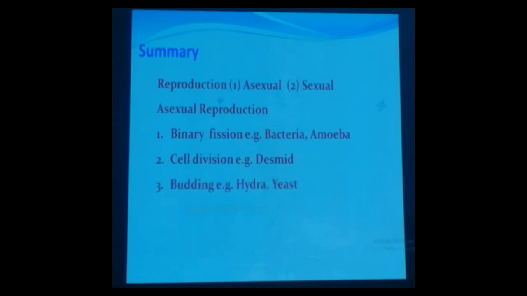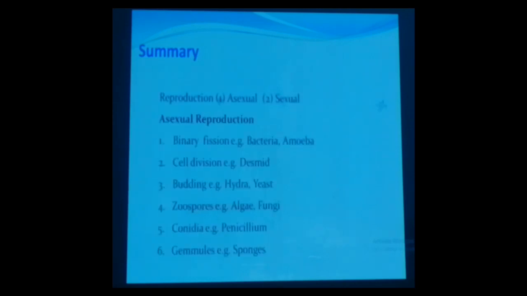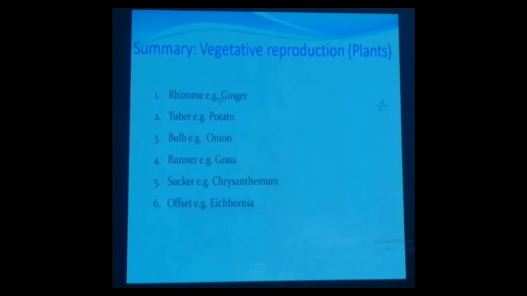Now, what we have learned in this session, we will recollect and summarize. We learned what lifespan is, the definition of the reproduction process, and two modes of reproduction, asexual and sexual. Under the asexual mode of reproduction, we learned examples such as binary fission, cell division, budding, zoospore formation, conidial structure, and the last one, gemmule formation. These are all seen in lower organisms, and in higher organisms like plants, we come across the different modes of vegetative reproduction called rhizome, tuber, bulb, runner, sucker, offset, and then bulbil. The last one is the leaf bud formation in the case of Bryophyllum.